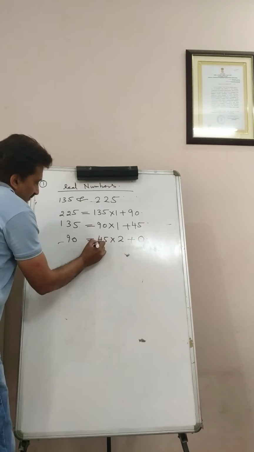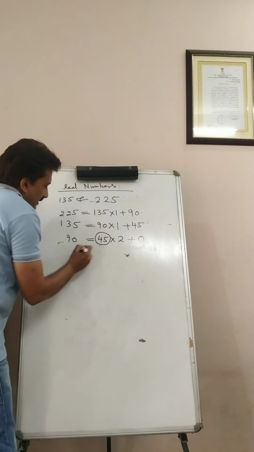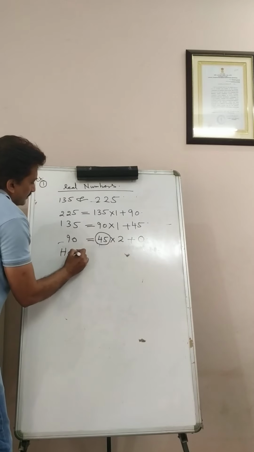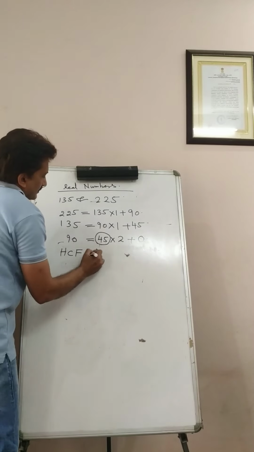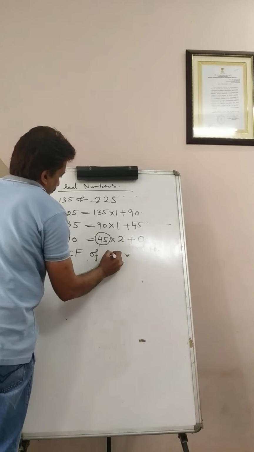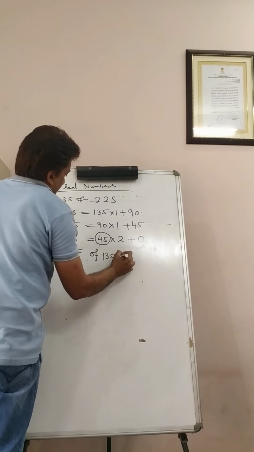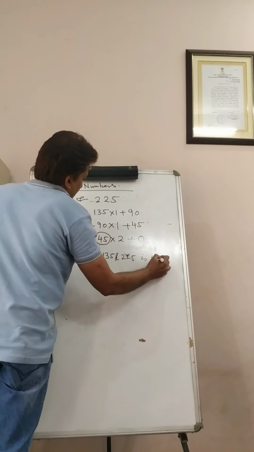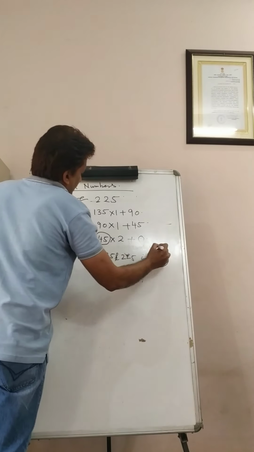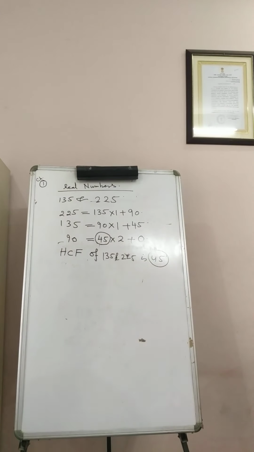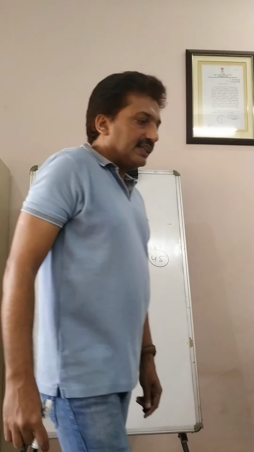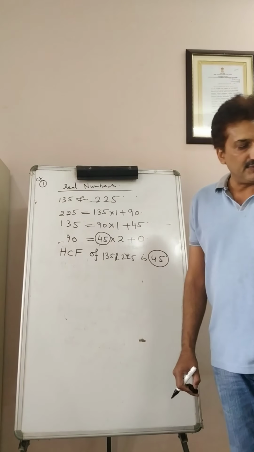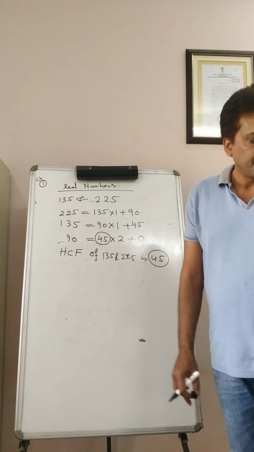The last divisor, 45, will be the HCF of these numbers. The HCF of 135 and 225 is 45. This is the HCF of this pair. So I hope that each of you will be able to find the HCF in this way.